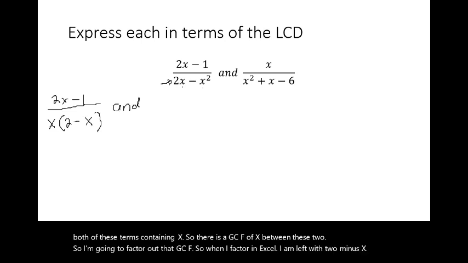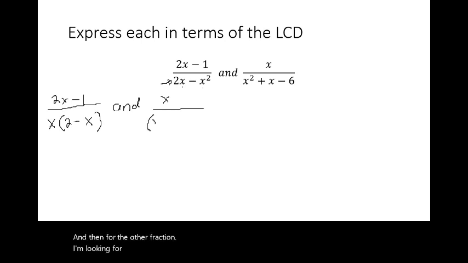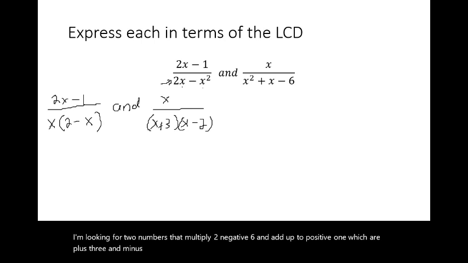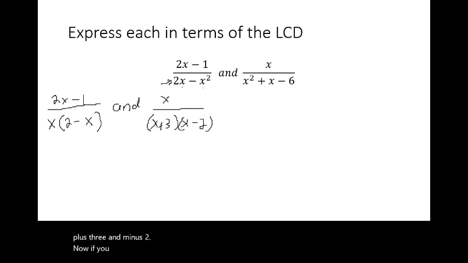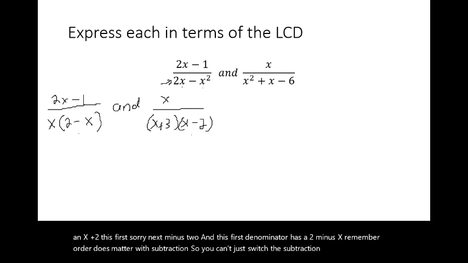And then for the other fraction, I'm looking for two numbers that multiply to -6 and add up to +1, which are +3 and -2. Now, if you take a look at this, they almost have a common factor. This second denominator has an x plus 2, an x minus 2, and this first denominator has a 2 minus x. Remember, order does matter with subtraction, so you can't just switch the subtraction, but they are extremely close.